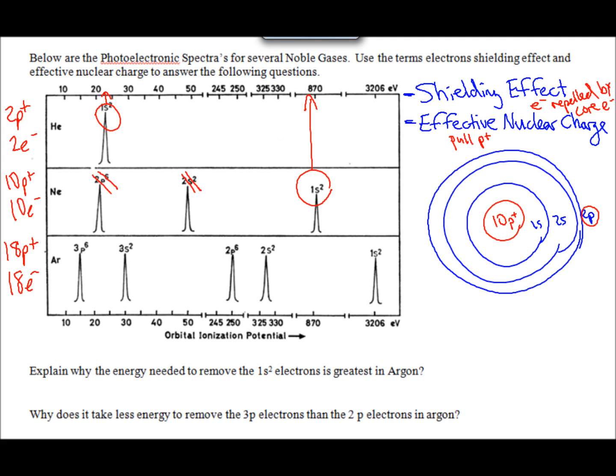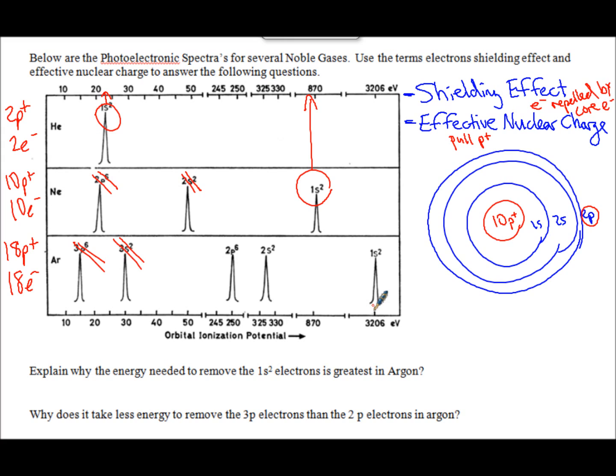So let's just talk about argon as if I hadn't been talking about it at all. So I think I had just said these 3s and 3p were being extremely shielded from the nucleus, which is why there's not a lot of energy needed to remove the 3p or the 3s. Then we've already removed these, and we get to the 2s and the 2p. So these are less shielded. There's only one energy level shielding them from the nucleus.